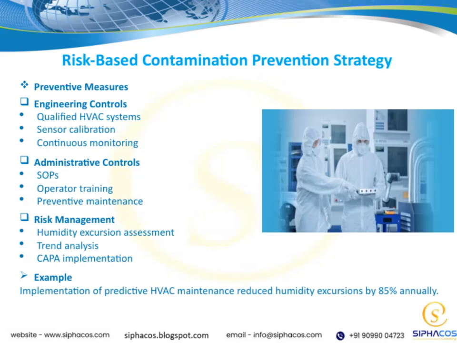Let's talk about a risk-based contamination prevention strategy, one that combines engineering, administrative controls, and risk management. On the engineering side, we rely on qualified HVAC systems, precise sensor calibration, and continuous monitoring to keep conditions stable. Administrative controls include clear standard operating procedures, thorough operator training, and regular preventive maintenance. Risk management ties it all together with humidity assessments, trend analysis, and corrective actions. For example, predictive HVAC maintenance cut humidity excursions by 85% each year, a powerful result.